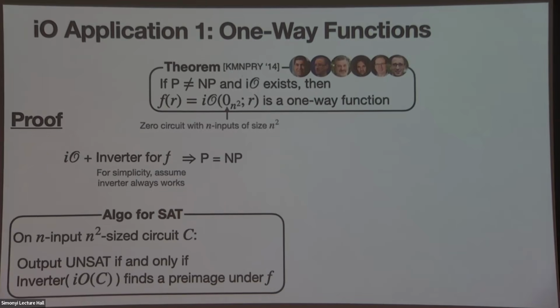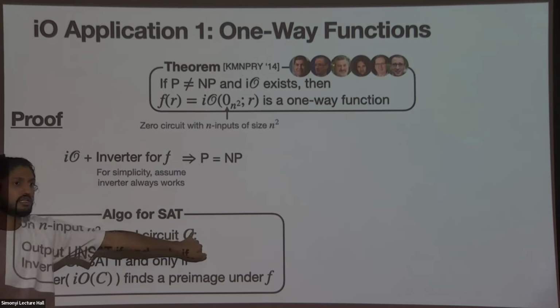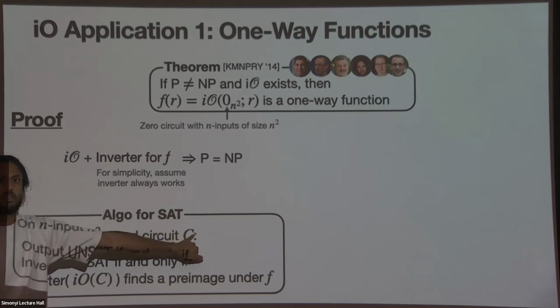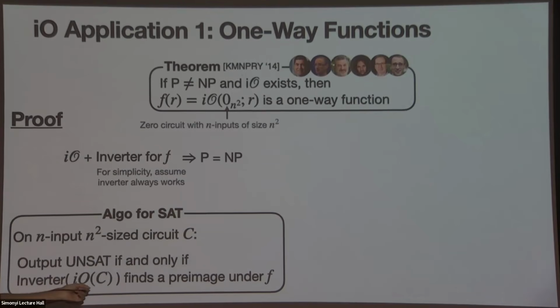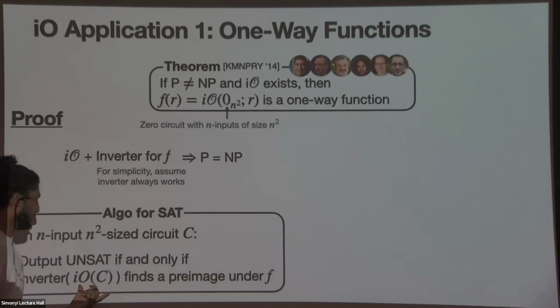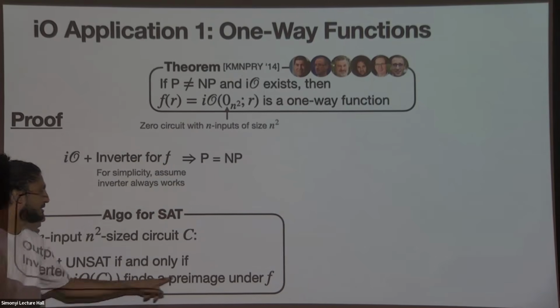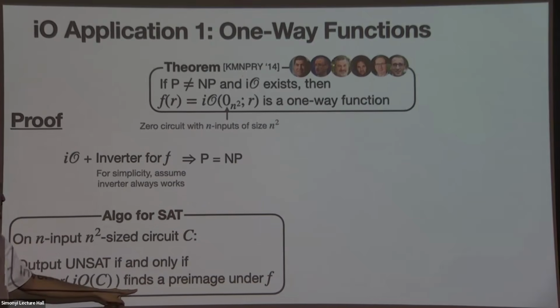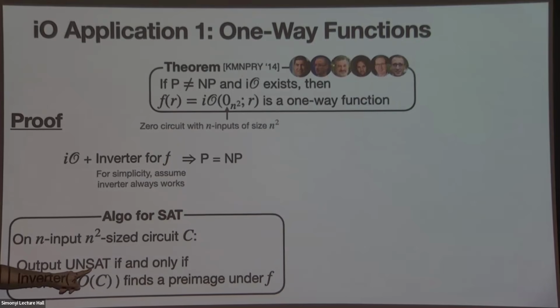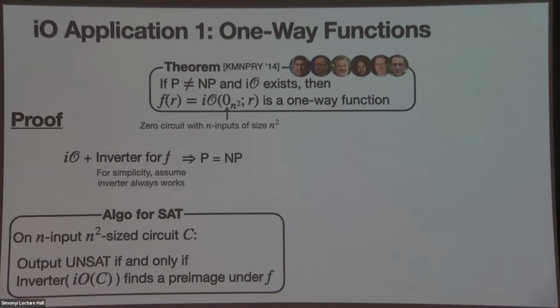So here's the algorithm you're going to create for SAT. I need to solve SAT, which means I'm given some circuit C, and I need to tell whether it is satisfiable or not. Here's what I'm going to do. I'm going to obfuscate C and then run the inverter on it. The inverter is supposed to find me a pre-image to this obfuscated circuit under F. If it actually did find a pre-image under F, I'm going to say it's unsatisfiable. Otherwise, I'm going to say it's satisfiable. So this is the algorithm. We're going to go through the analysis in a second, but I want to make sure you understand what the algorithm is.